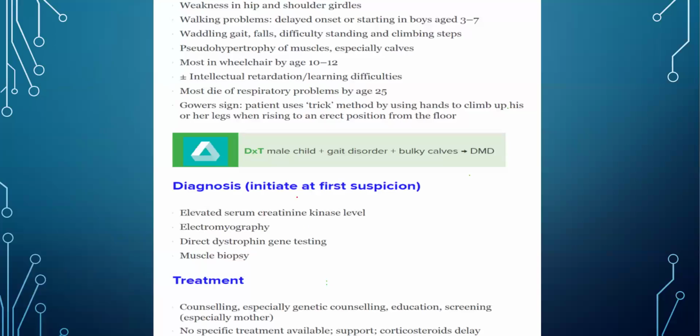So how to diagnose this? The initial investigation is serum creatine kinase level, the CK level, which will be elevated. Once it is elevated, then you can do your investigation. So you can do a genetic test or a muscle biopsy.